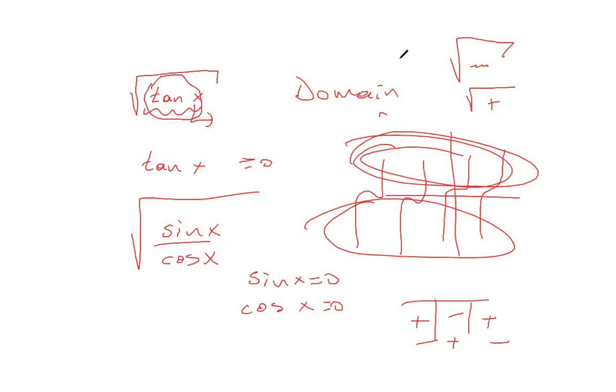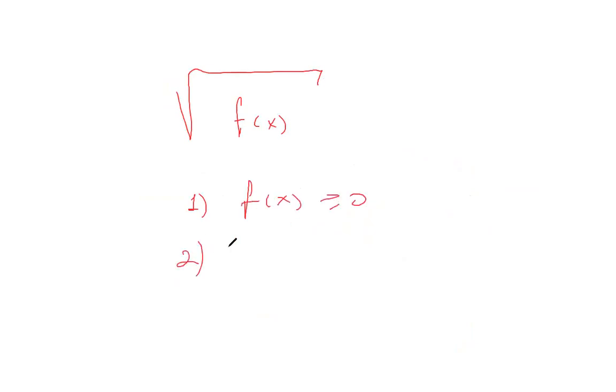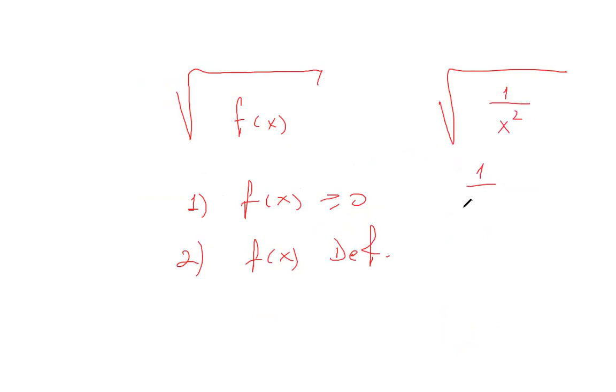Okay, so everything is depending on the question. For square root of f of x, two things. First, f of x must be greater than or equal to 0. Second, f of x must be defined. So example, 1 over x squared. Could 1 over x squared be greater than or equal to 0? But also 1 over x squared must be defined. Now how can it be defined? If x is different than 0.